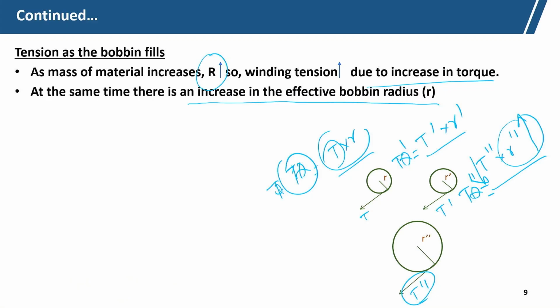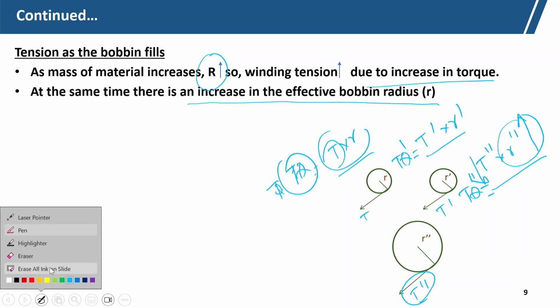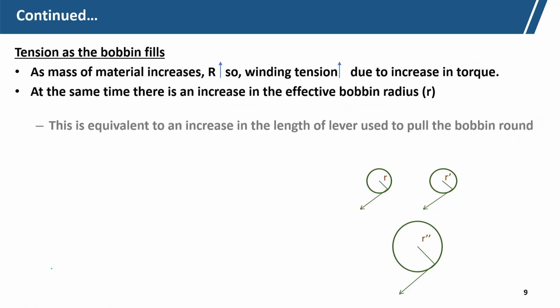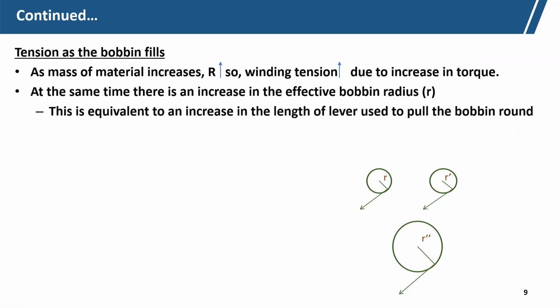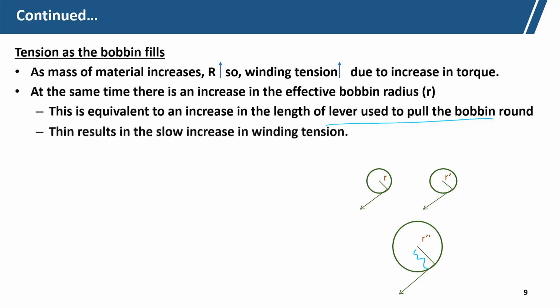So, that means the increase in bobbin diameter, that means increase in the material, that is increase in resistance force R, the winding tension increases, but that gets a little bit compensated by effective torque radius, okay, the bobbin radius used for torque measurement. So, this is equivalent to an increase in length of lever. This is the length of lever used to pull a bobbin round. So, length of lever increases as the radius increases. So, this results in slow increase in winding tension.